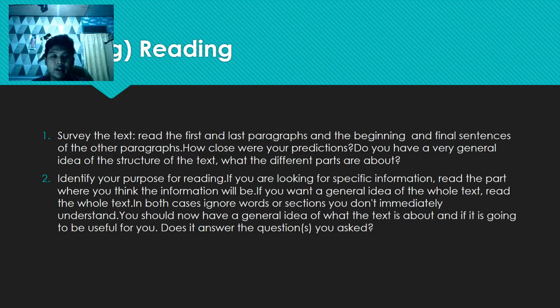Identify your purpose for reading. If you're looking for specific information, read the part where you think the information will be. If you want a general idea of the whole text, read the whole text. In both cases, ignore words or sections you don't immediately understand. You should have a general idea of what the text is about, and if it is going to be useful for you. Does it answer the questions you asked?